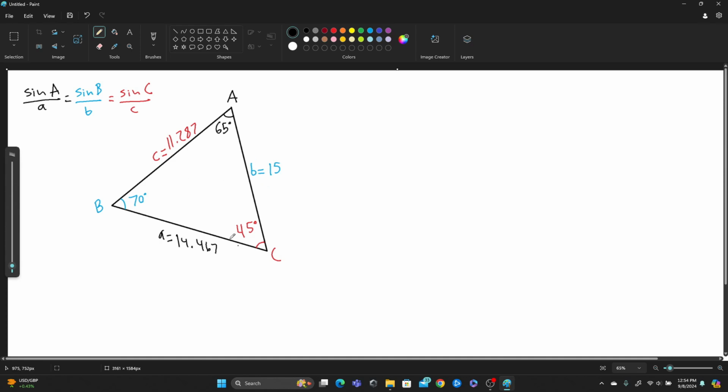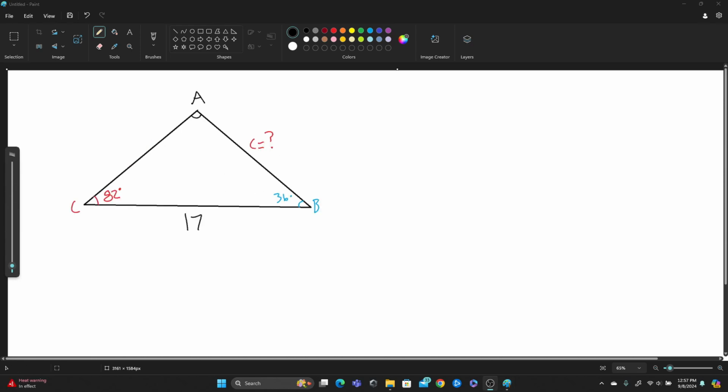So the smallest angle, which is 45, has the smallest side, so that is logical, that makes sense. And then this is 65 degrees, and this is 14.467, and this is 70 degrees, so 5 degrees greater, and it's 15. So this is a slightly greater angle than angle A, and it's also a slightly greater side, so that is logical. Okay, so here's a practice problem, and you're being asked to find side C.